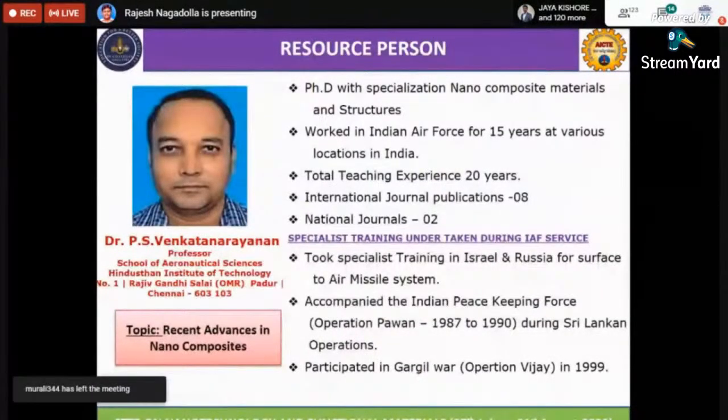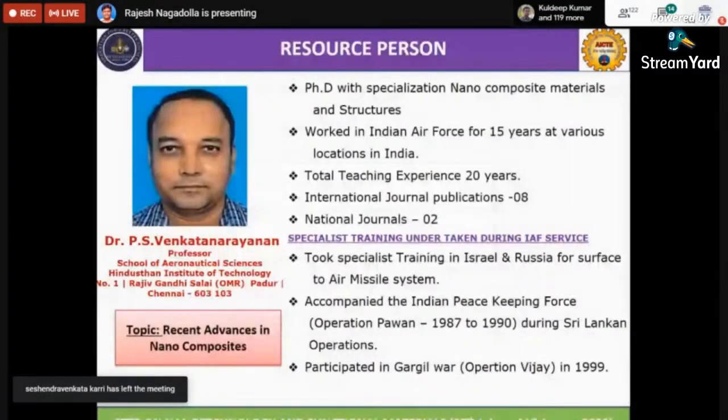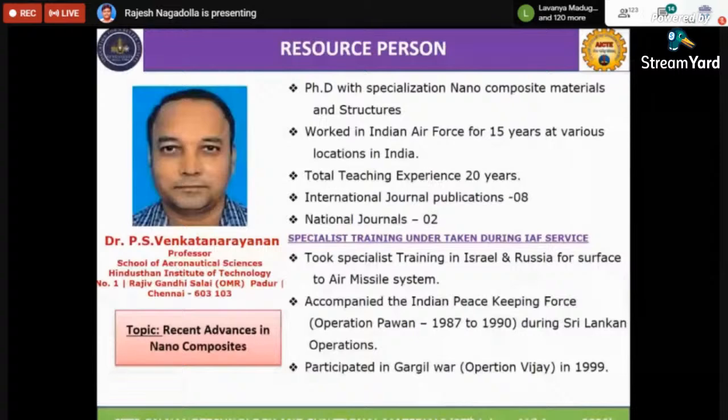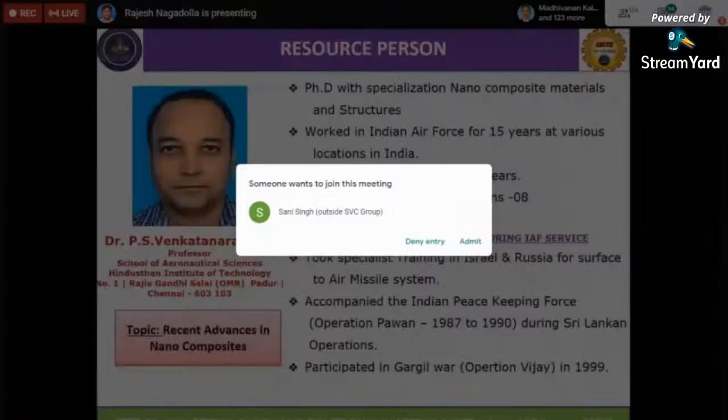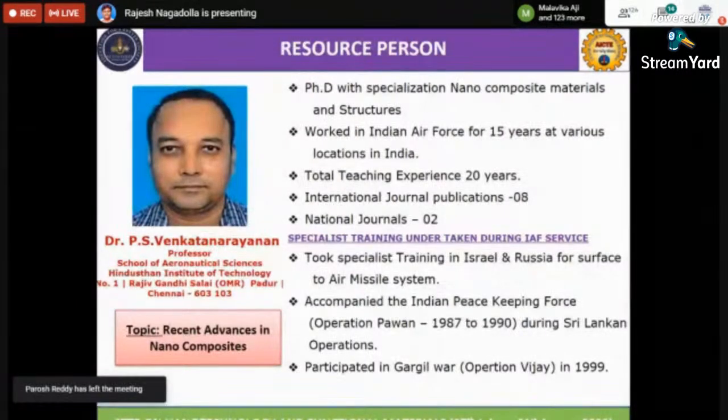Sir has completed PhD with a specialization in nanocomposite materials and structures. He worked in the Indian Air Force for 15 years at various locations in India. Total teaching experience is 20 years. He has contributed 8 papers in international journals and 2 papers in national journals. He took specialist training in Israel and Russia for surface to air missile systems during IAF service. He accompanied the Indian peacekeeping force during Sri Lankan operations from 1987 to 1990. He participated in the Kargil war and Operation Vijay in 1999. I request our resource person, sir, kindly proceed with your presentation, sir.